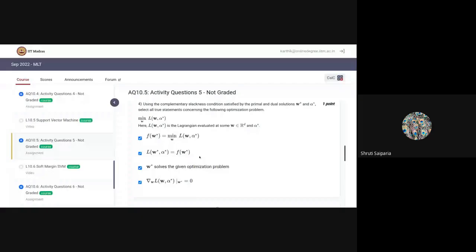One second, I'll just share this. You're saying option A, is it, f of W star equal to... you're asking why is that correct? See, this is not just the complementary slackness. I think these are the... okay, wait one second, I'll read the question. Using complementary slackness.